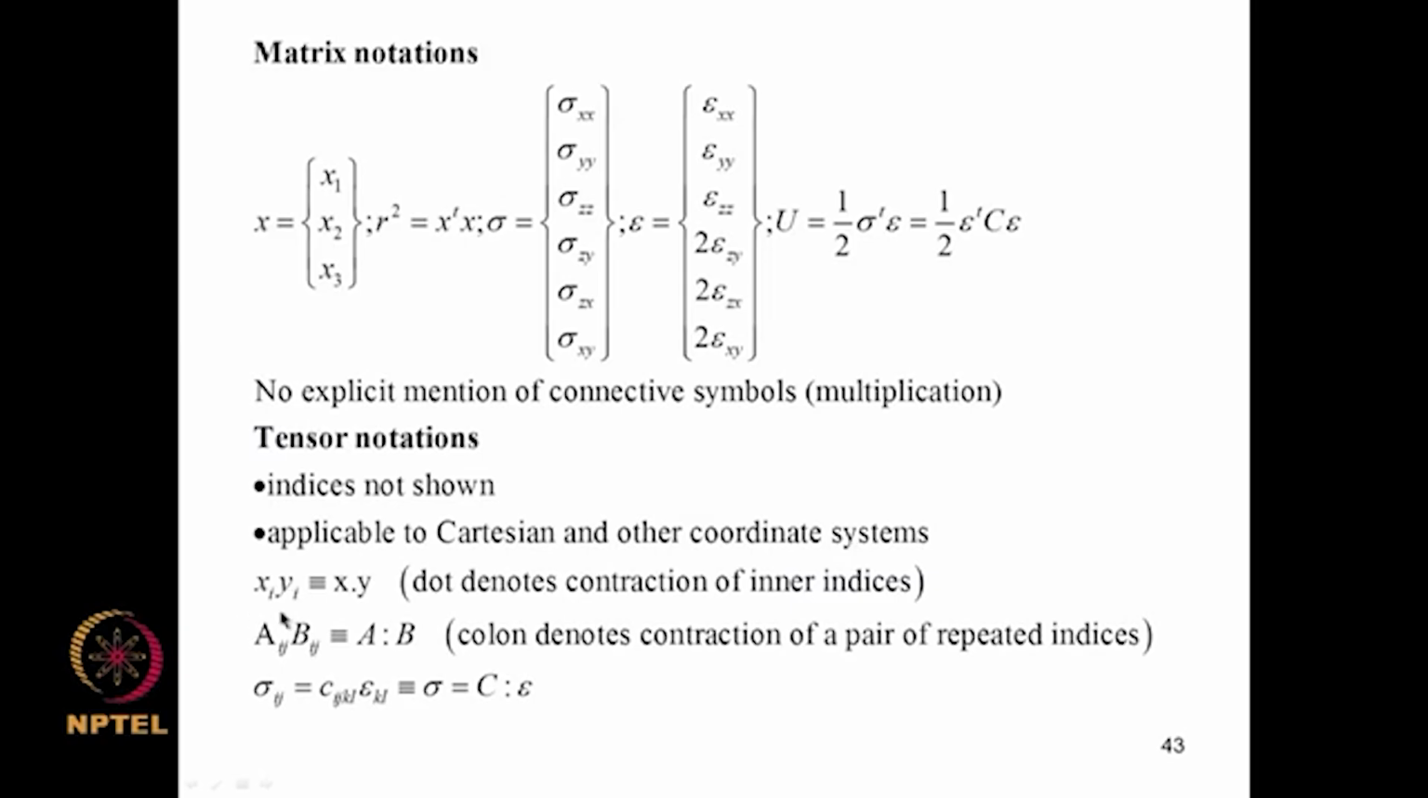xi yi means the summation x1 y1 plus x2 y2 plus x3 y3, which is simply written x dot y. Aij bij is written as A double dot B. This is a new symbol that we will use. A single dot denotes contraction of inner indices, whereas this double dot denotes contraction of a pair of repeated indices. So, the relation sigma ij equals Cijkl epsilon kl is written in tensor notation as C double dot epsilon.